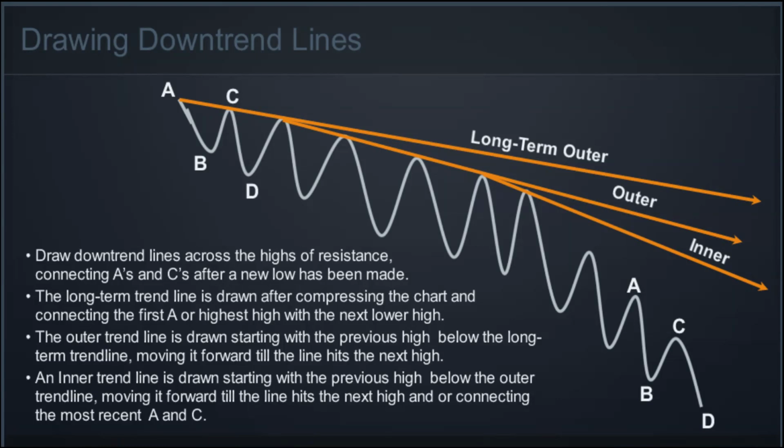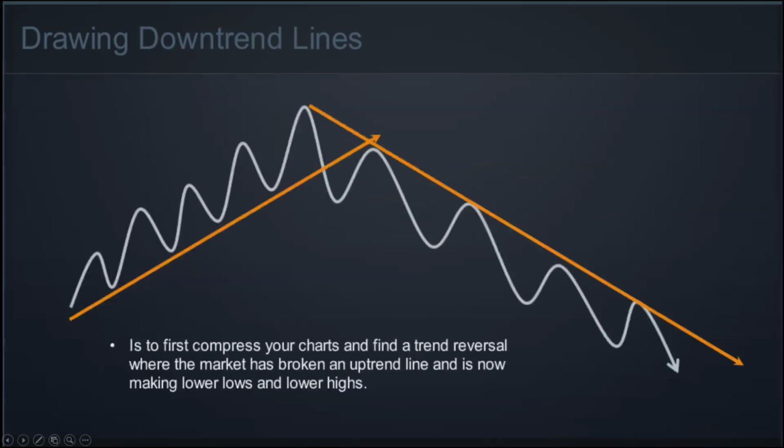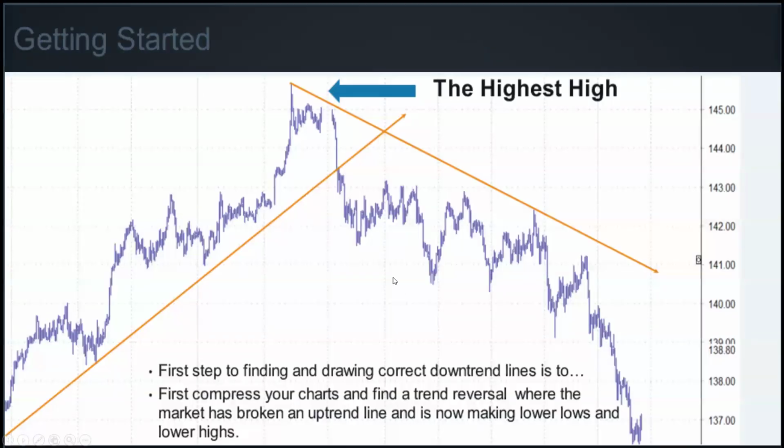Then the outer trend line is drawn starting from the previous point, this previous high below the long-term trend line. And an inner trend line is drawn starting with the previous high below the outer trend line. So it's crystal clear. This is just how we do it.